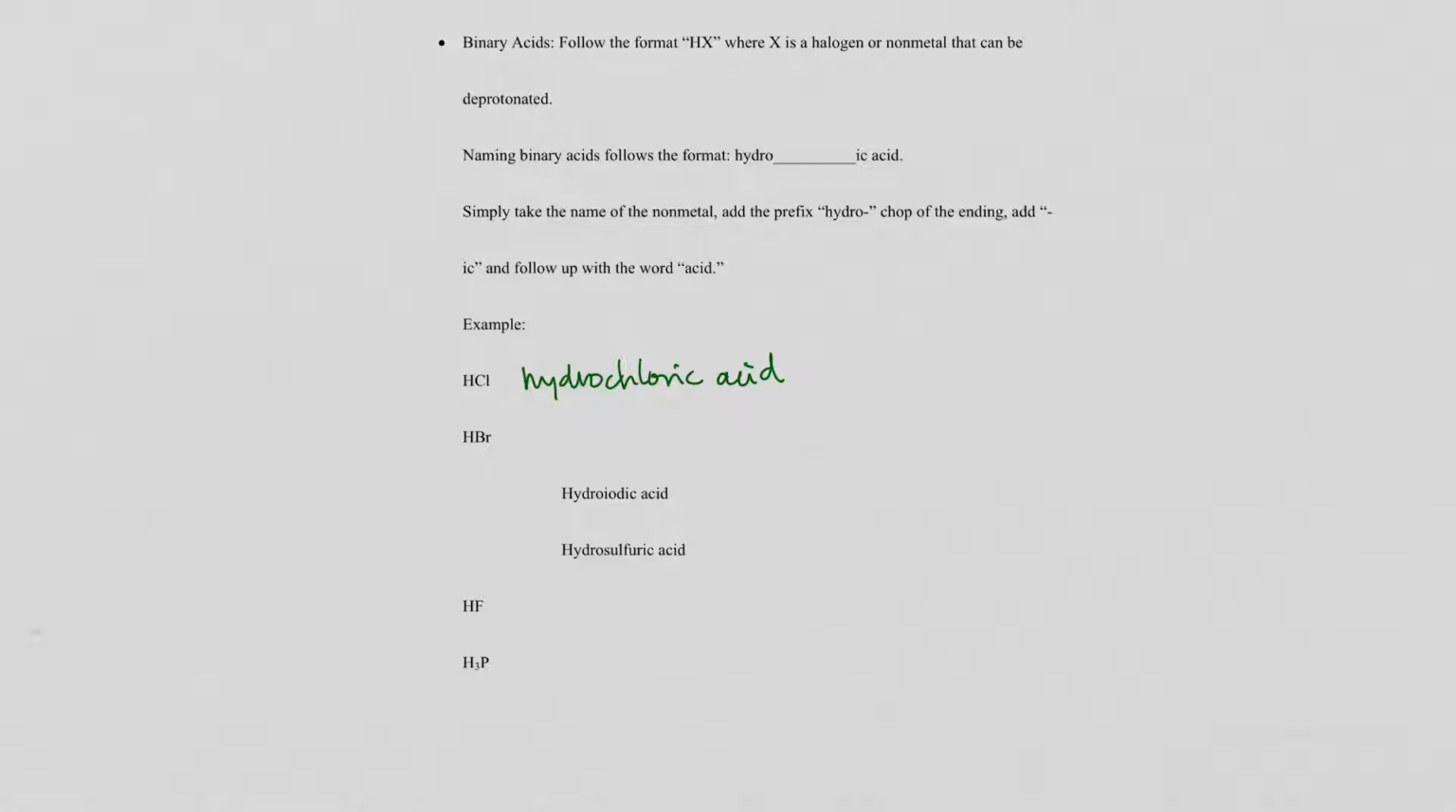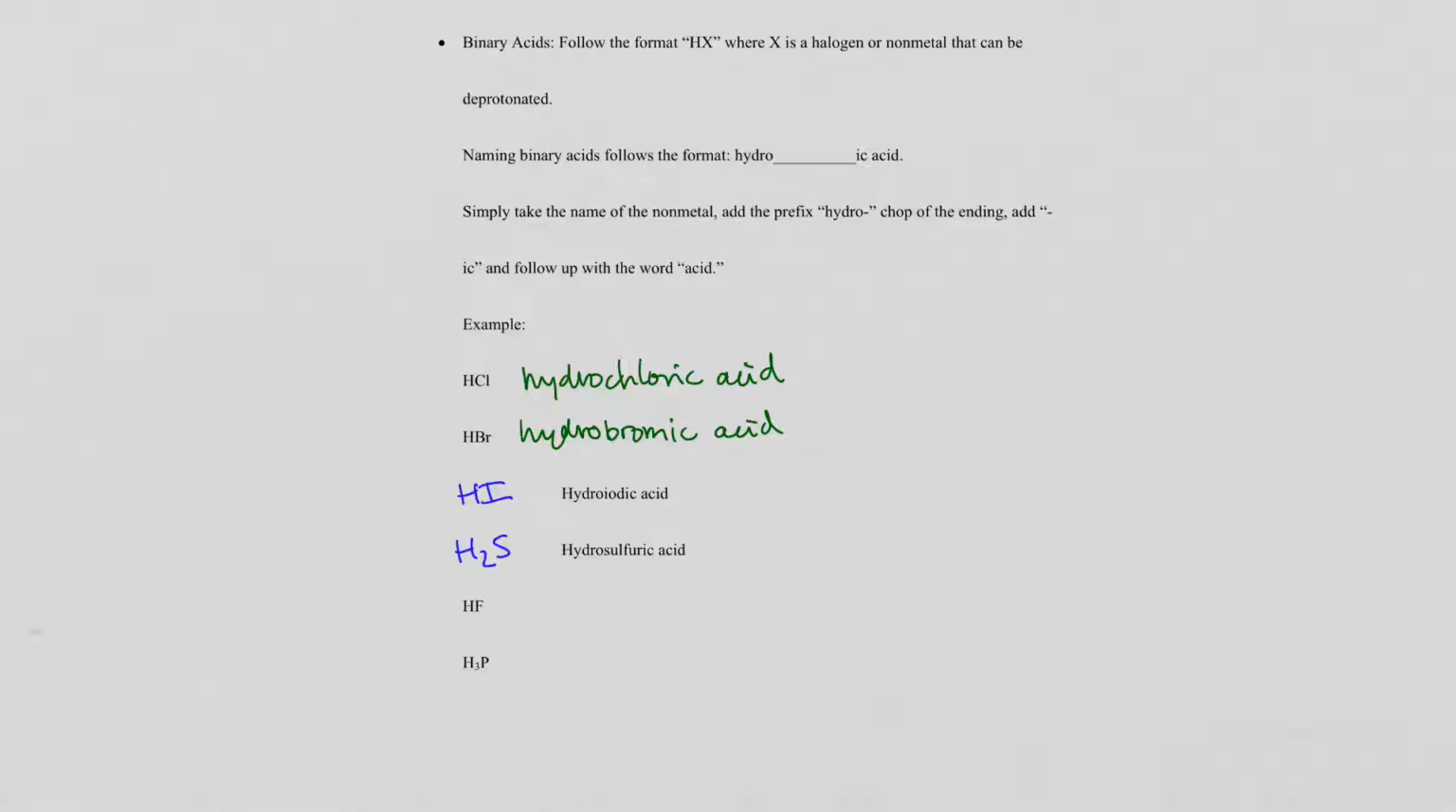HBr, hydro prefix stays, now we just change it to that bromine. Right, chop off the ine, add ic, acid, done. Hydroiodic acid is just HI. Hydrosulfuric acid is H2S. Now, why are there 2 H's? Well, if you look at sulfur, when sulfur's an anion, it's 2-. So I need 2 of those hydrogen cations to balance out that 2- charge so we can be neutral.